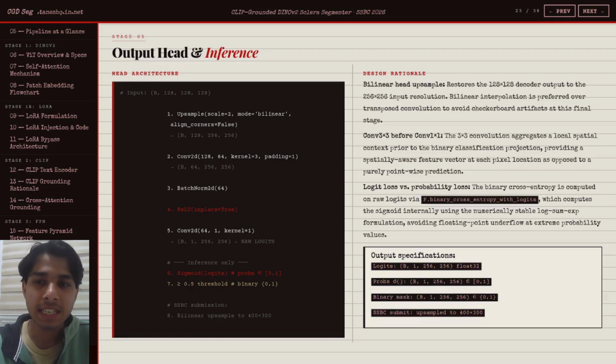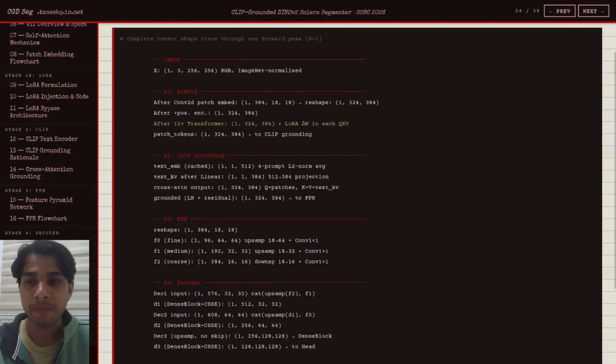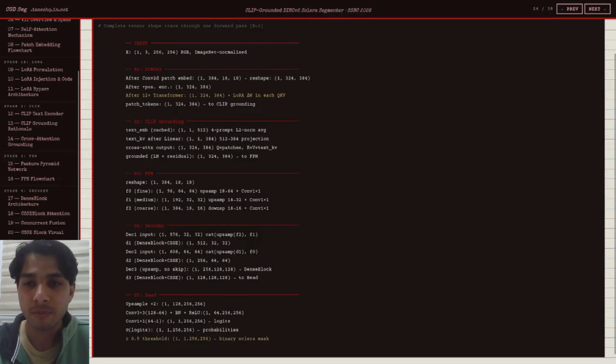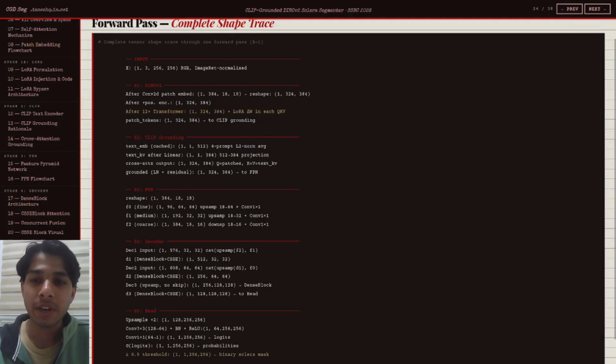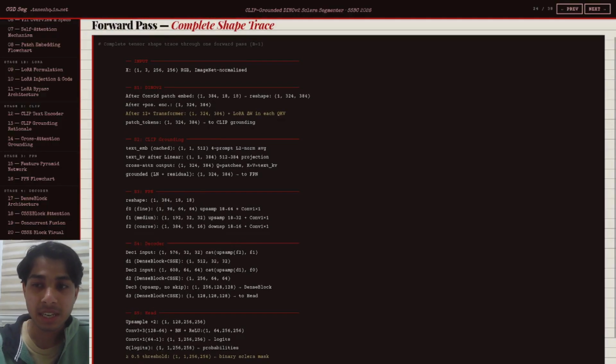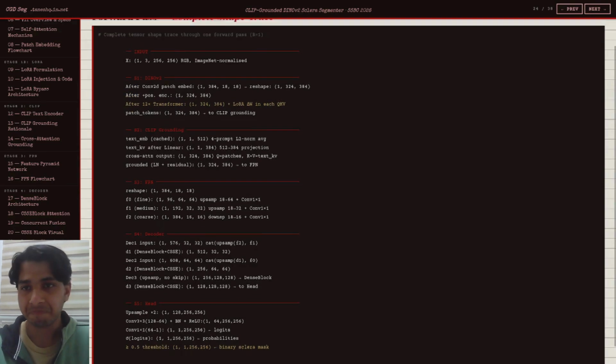This slide is the engineering receipt. Every tensor shape at every stage of the pipeline in one place. For anyone familiar with PyTorch, you can read off exactly what's happening dimensionally. For everyone else, the key takeaway is that the image starts at 256 × 256 × 3 and the mask comes out as 256 × 256 × 1. And all the interesting information transformations happen in between.